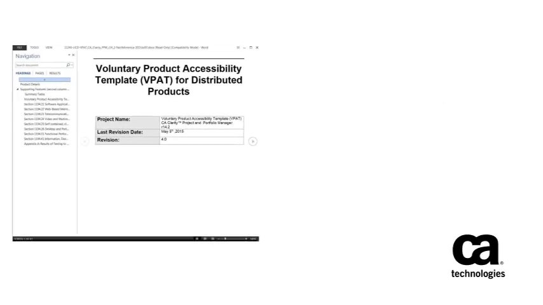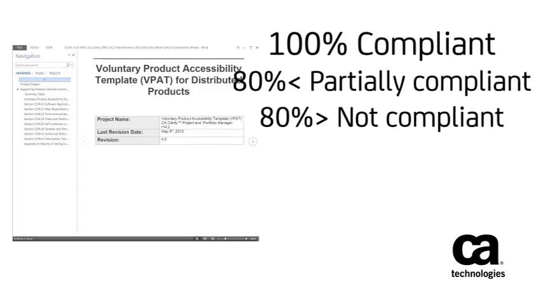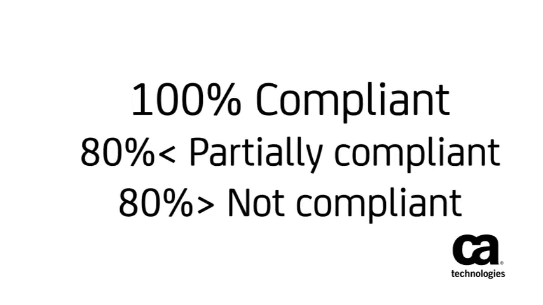the Section 508 standards. The VPAT will state that your product is either 100% compliant, partially compliant if it gets 80% or higher on the VPAT, and anything below 80% is not Section 508 compliant. The VPAT declares the level at which your product is considered accessible.